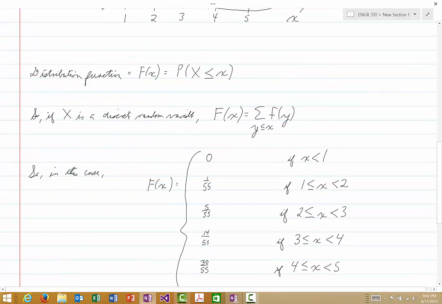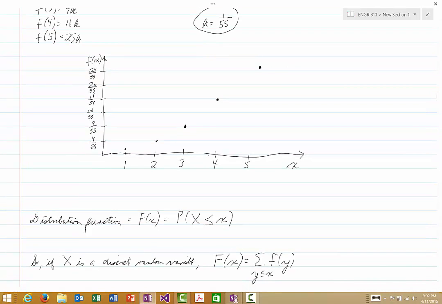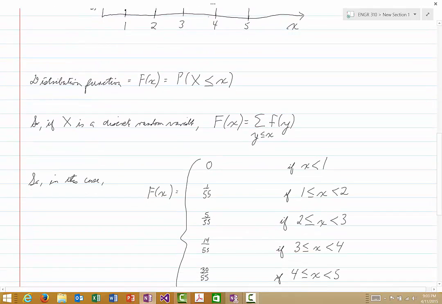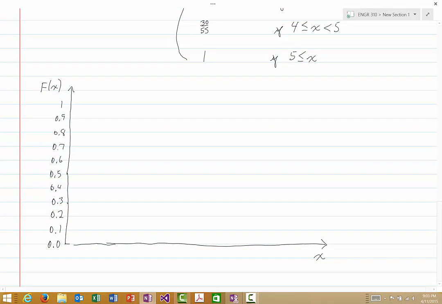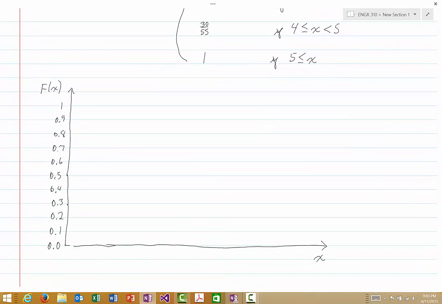Okay, and before we continue, I notice now that your book is actually, in plotting the probability function for a discrete random variable, it puts vertical lines, so you can do that. It's not really necessary. The dots are sufficient, but if you like to draw these vertical lines, that's fine as well. So now let's see what we have for capital F of x. So let's have 1, 2, 3, 4, and 5.